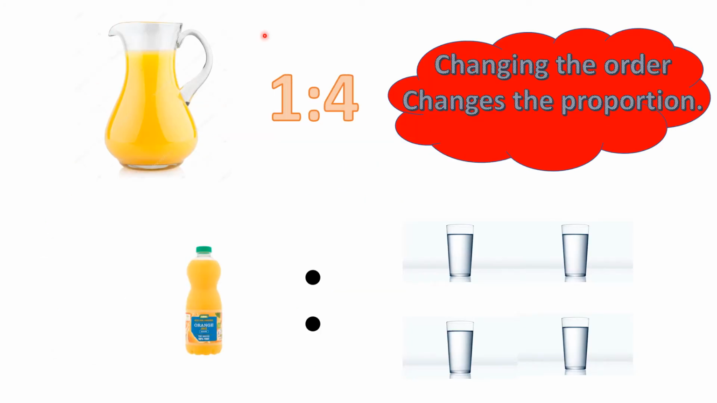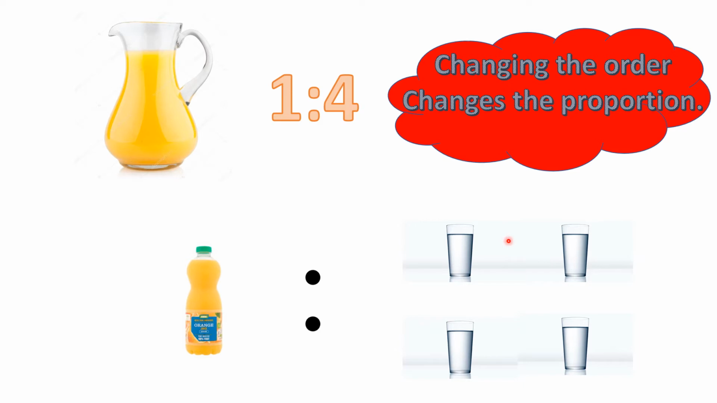Okay, so here we have a jug of squash, and the ratio of orange juice to water to make this orange squash is 1 to 4. Okay, so for every 1 part of orange juice, we use 4 parts of water.